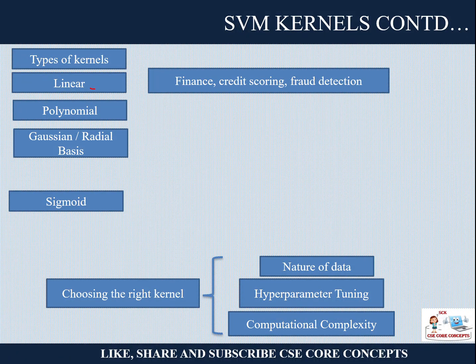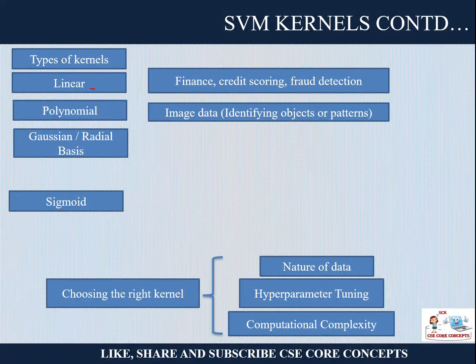So where are you going to use which? Let's say, for example, your data is finance data, or credit scoring, or fraud detection. The data is very clear, right? If these are the parameters, he is a fraud. If these are not the parameters, he is not a fraud. So the classes are very clearly separable. Understood? Either you belong to class A or you belong to class B.